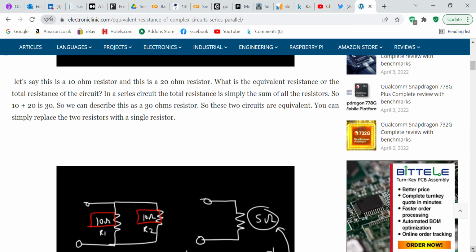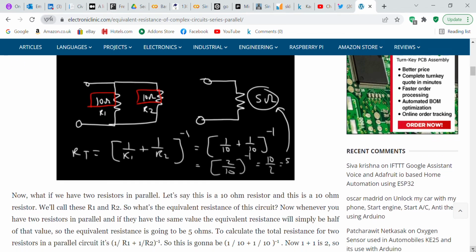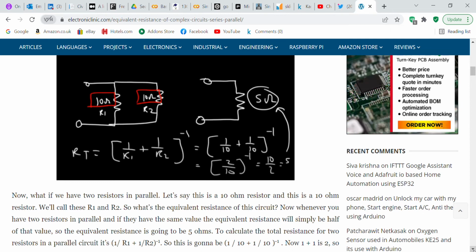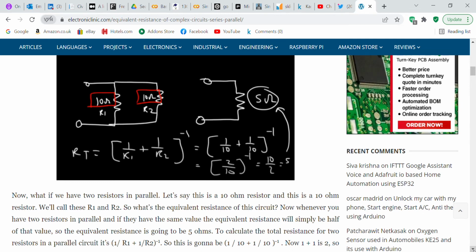So let's see, I believe it's 1 over R1 plus 1 over R2. Yeah, that's it. It gives you the formula there. And basically, the total resistance is going to be less than the lowest resistance.